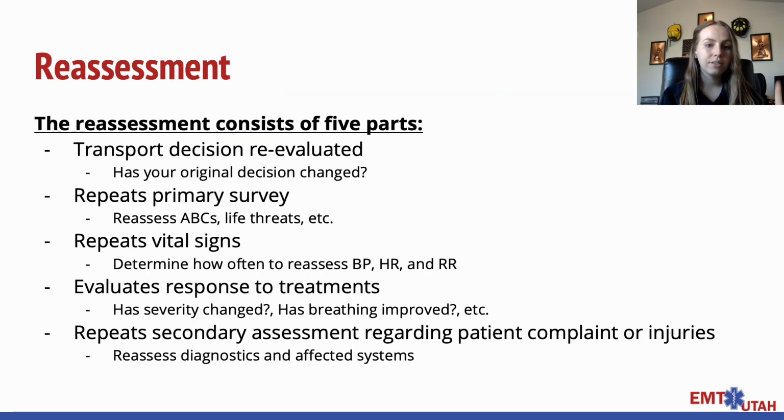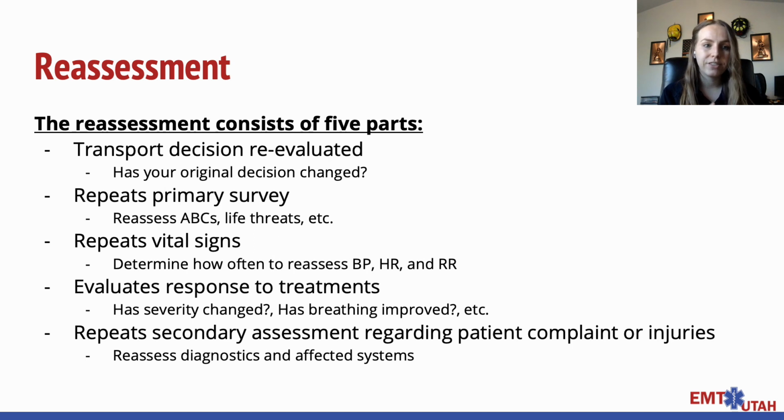And you'll learn about all those different types of interventions as you go through the course. After we're done figuring out what's going on and we do our interventions, then it's really important that we reassess everything that we just did. So the reassessment is going to consist of 5 parts. And this is basically going through your whole assessment again, but really quickly, just to make sure you didn't miss anything and to see what the reaction to your interventions is. So we're going to reevaluate our transport decision. Has our original decision changed? Do we still need to go really fast? Are we maybe not needing to transport at all?